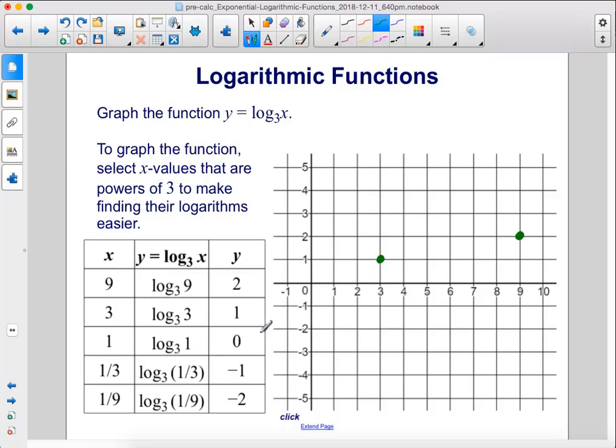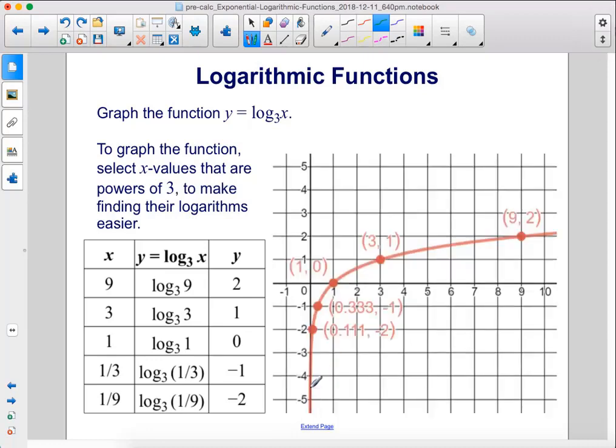When x is 1, y is 0. When x is 1/3, y is negative 1. And when x is 1/9, y is negative 2. So it's going to look something like this. Here is a much nicer looking graph.